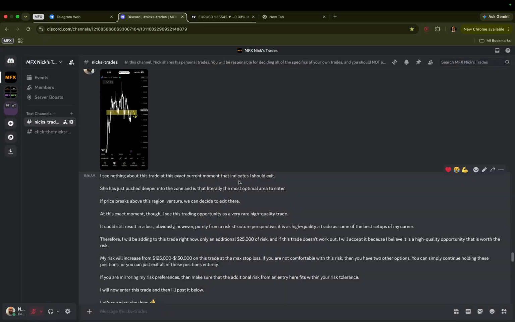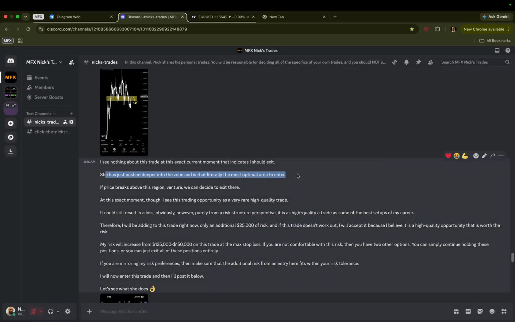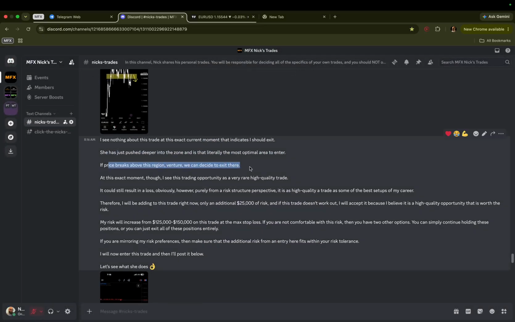So on Friday last week, I put, she's just pushed deeper into the zone. It's the most optimal area to enter. If price breaks above this region, we can decide to exit there. I don't know why I put venture. That was probably a typo.